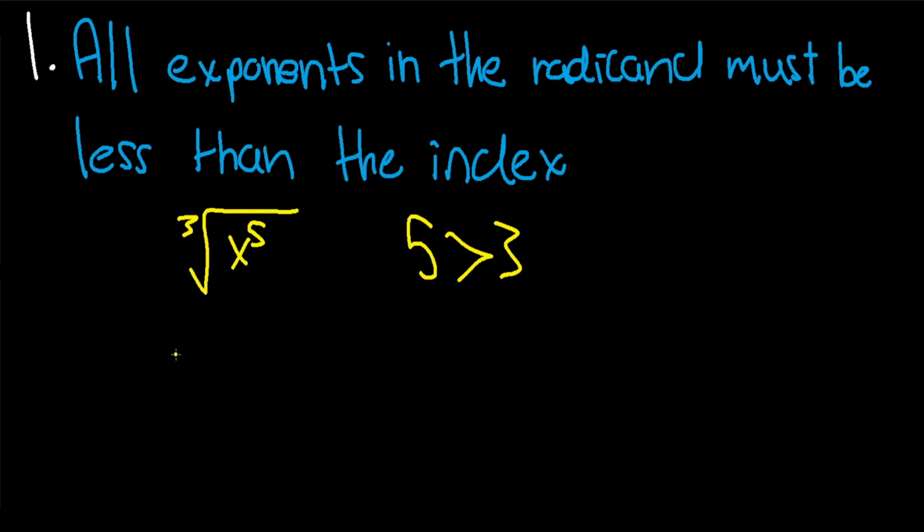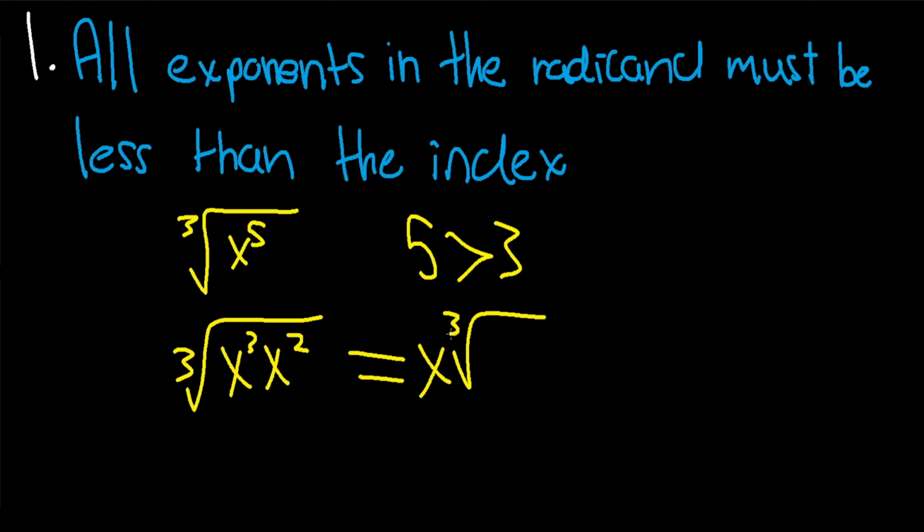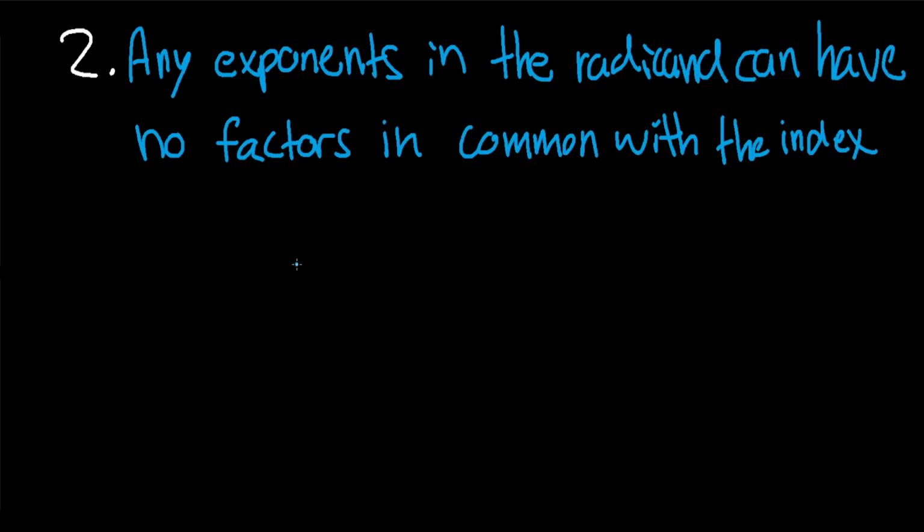So we'd have to rewrite this as the third root of x cubed times x squared, which just equals x times the cube root of x squared. And now we can call this simplified since 2 is less than 3, where 2 is the exponent and 3 is the index. Then second, any exponents in the radicand can have no factors in common with the index.